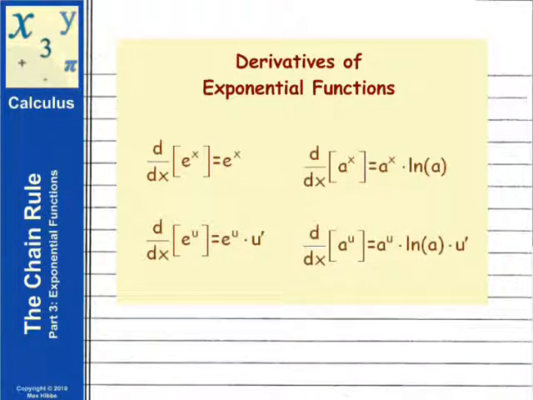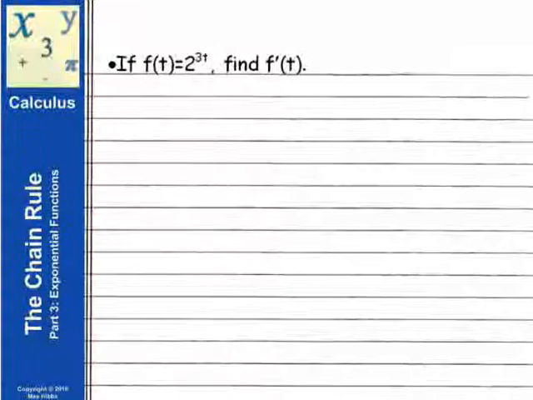We'll look at a couple of examples here. Okay, here we have a function that has a base other than e, but it is an exponential function. It's 2 to the power 3t, and we're supposed to find the derivative f prime of t. I don't have it written here, but let's see if we can remember how we do this.